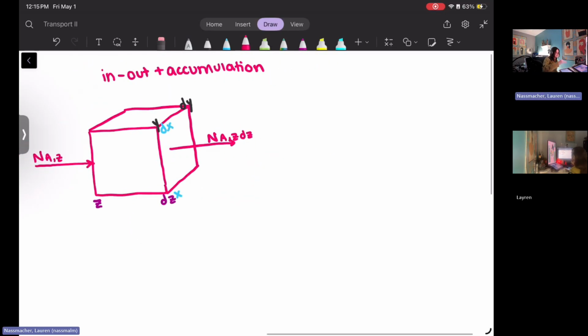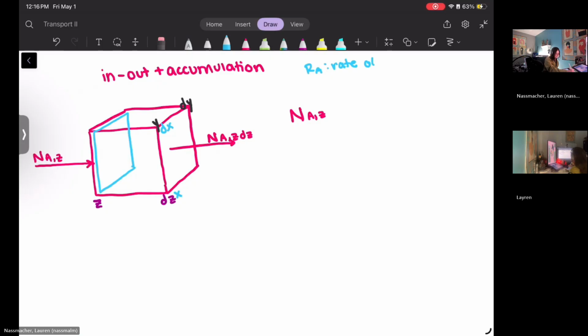So going into the cube, if we're writing this equation out, we have our flux of A at z, and you also want to consider the volume of the cube. That's very important because the rate of accumulation is per volume.